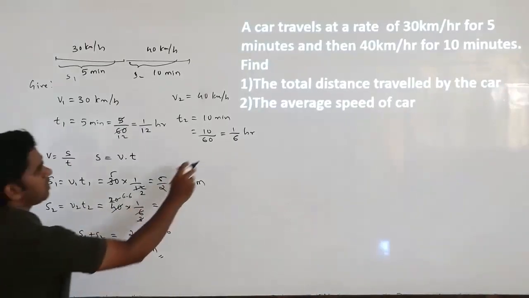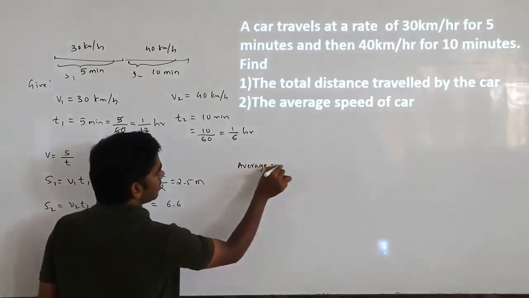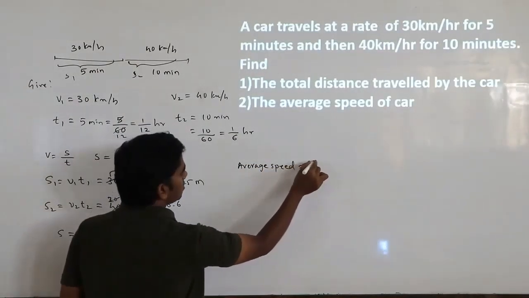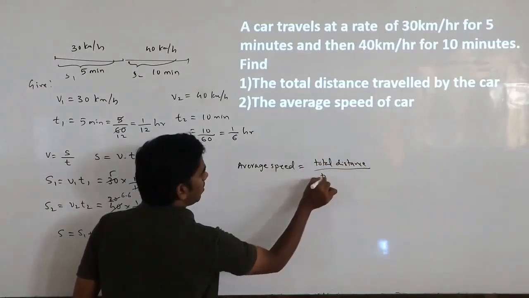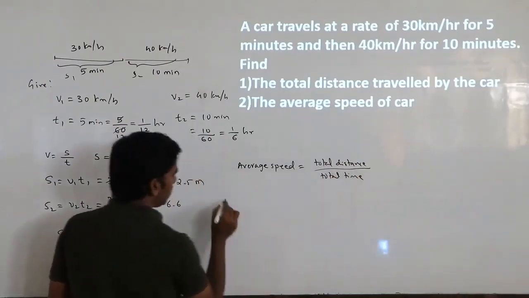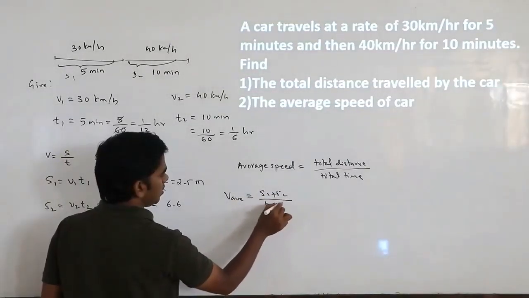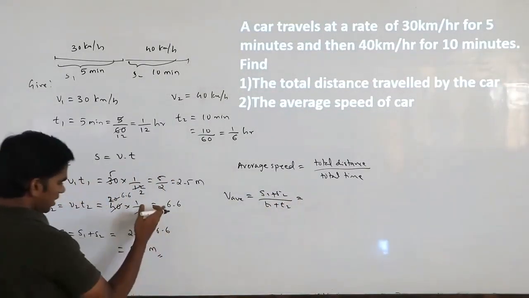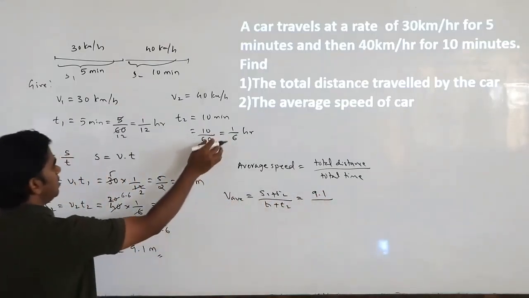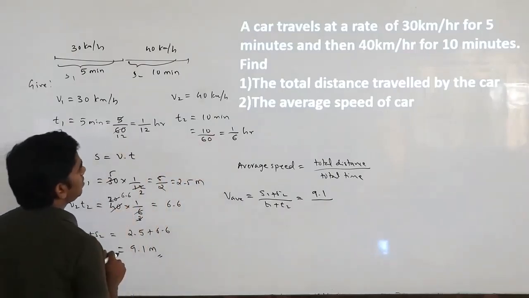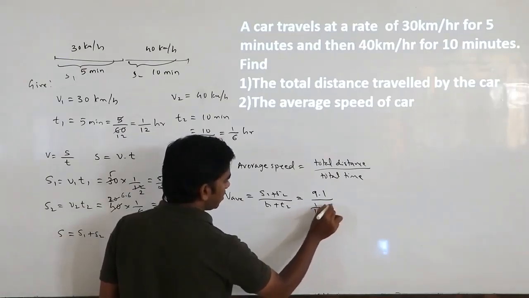So now second is the average speed. Average speed is equal to what? Total distance divided by total time. So average speed is equal to S1 plus S2 divided by T1 plus T2. S1 plus S2 is 9.1, divided by T1 plus T2: 1 by 6 plus 1 by 12, sorry, 1 by 12 plus 1 by 6.